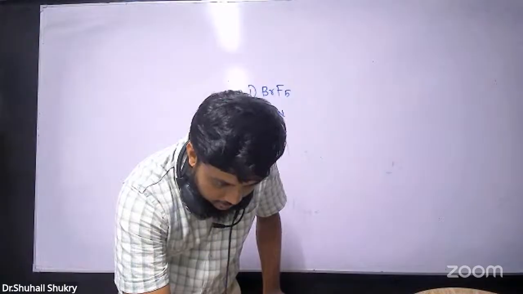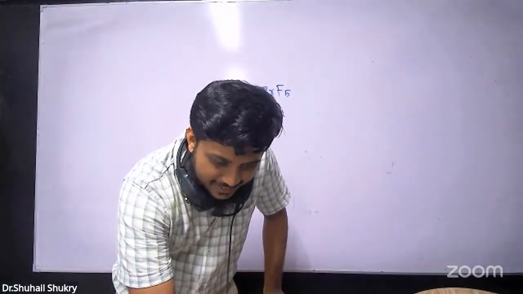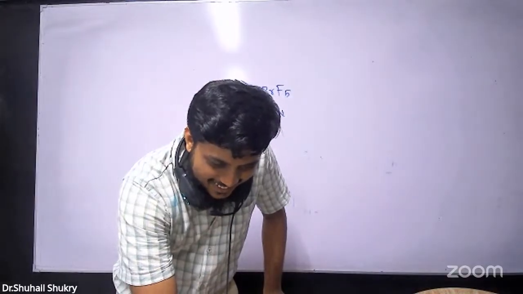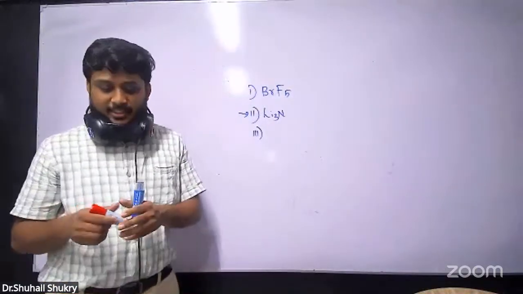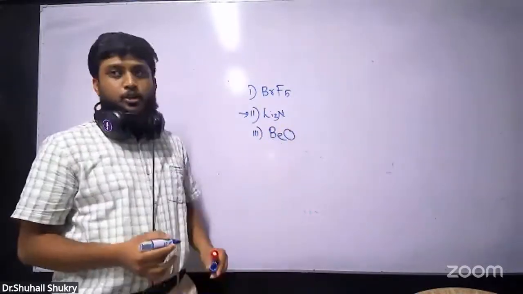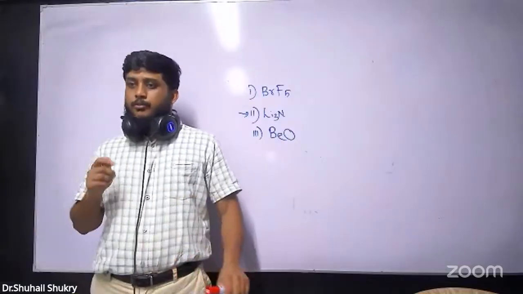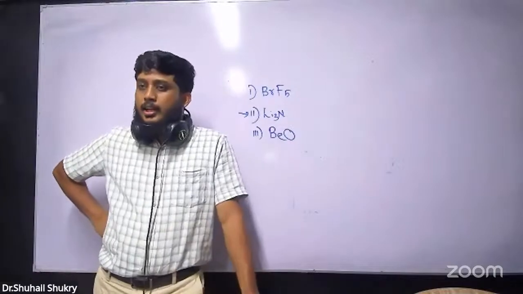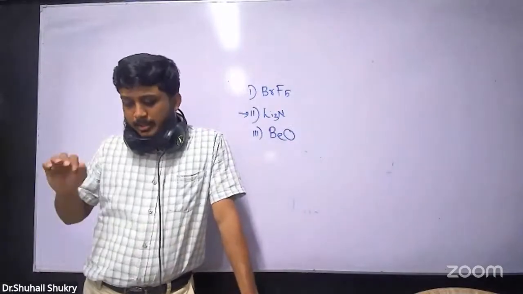Then the third one is what? Beryllium oxide. Beryllium oxide is amphoteric. Again, remember that amphoteric means amphoteric oxides. Remember beryllium, aluminium. Aluminium oxide is amphoteric. Likewise, beryllium also is an amphoteric oxide. Just remember that at the moment.